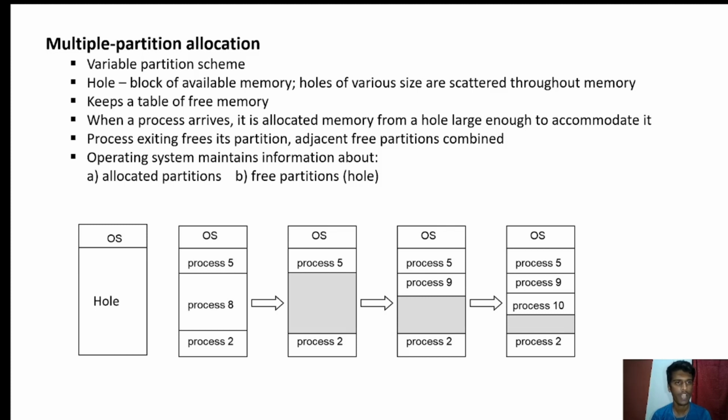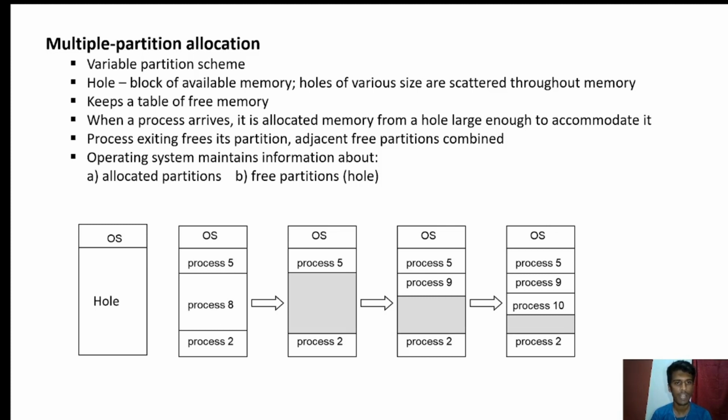Multiple partition allocation, variable partition schemes. There are different types of partitions. The whole of available memory has holes of various sizes scattered throughout the memory. In the diagram, we can see the space where the holes are scattered. Keep a table of free memory. Holes means free memory.